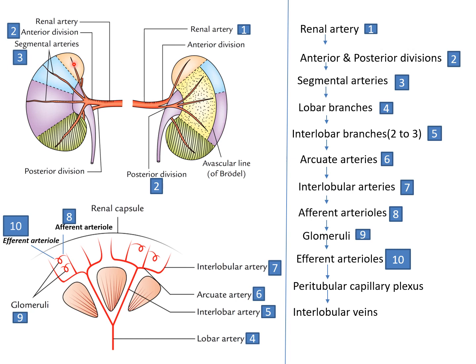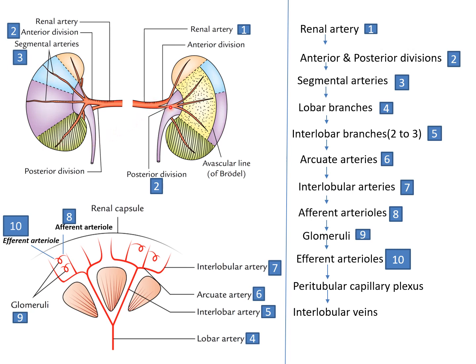This is the apex of the kidney, so this is the apical segment on the anterior and posterior aspect. This is the upper segment on the anterior and posterior aspect. This is the middle segment on the anterior and posterior aspect, and this is the lower segment on the anterior and posterior aspect, and this is the posterior segment. So the anterior division gives rise to segmental arteries which supply the four segments of the kidney: the apical, the upper, the middle and the lower.